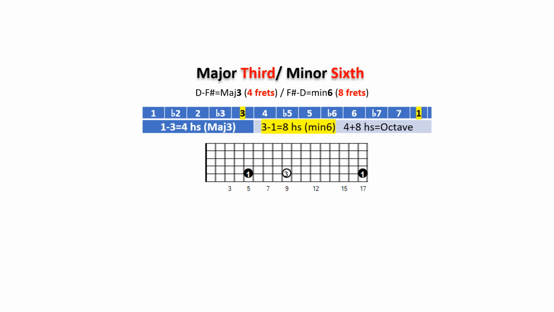Subtracting the 4 half steps in the major third from 12, we get 8 half steps, which corresponds to a minor sixth interval. Remember, going up a major third is the same as going down a minor sixth. Simply put, going up 4 frets from 1 to 3 is equivalent to going down 8 frets from 1 to 3.